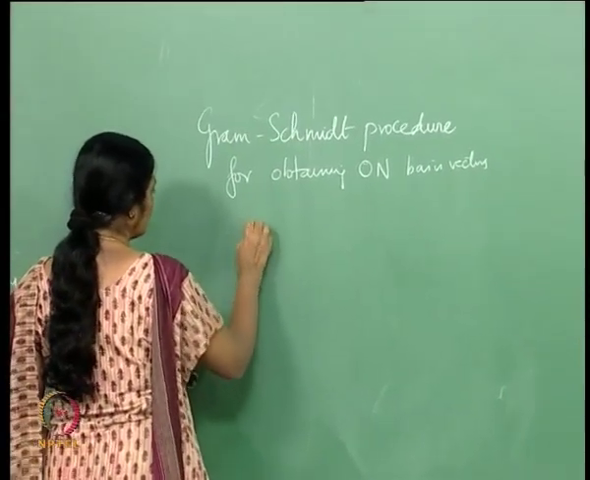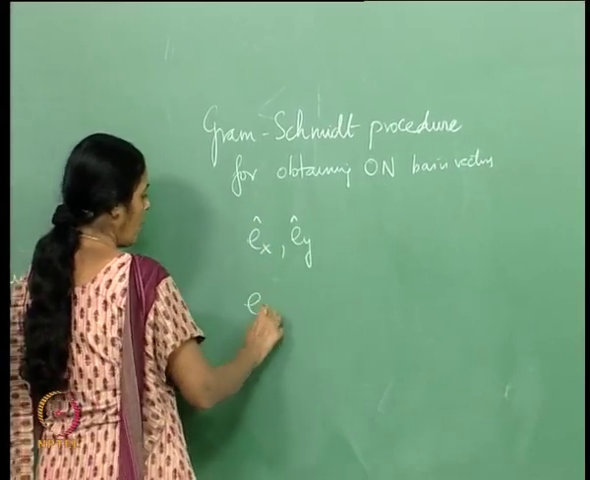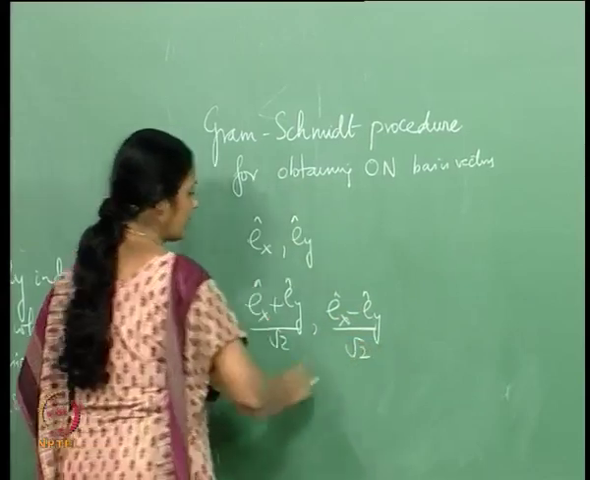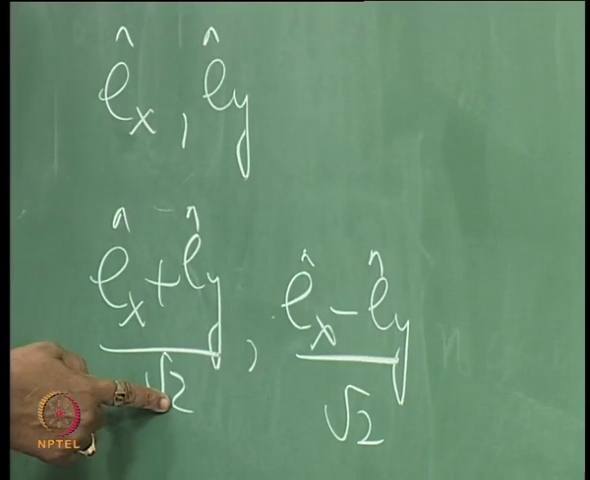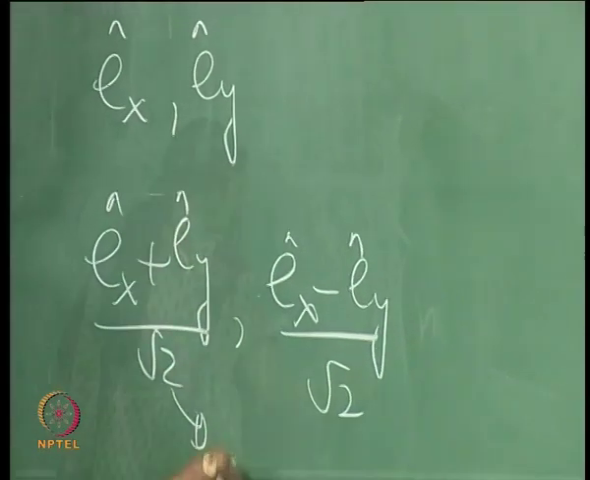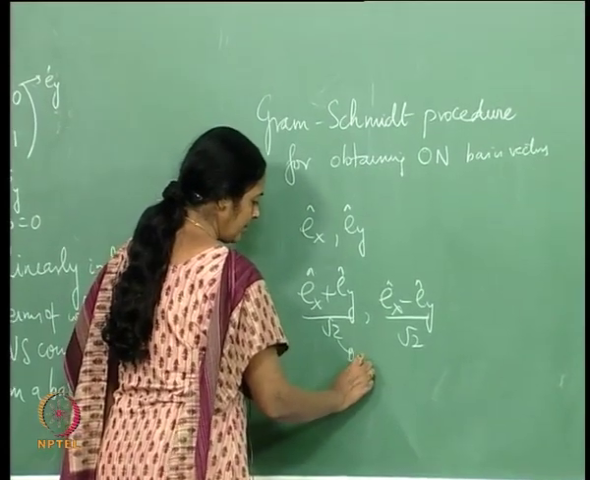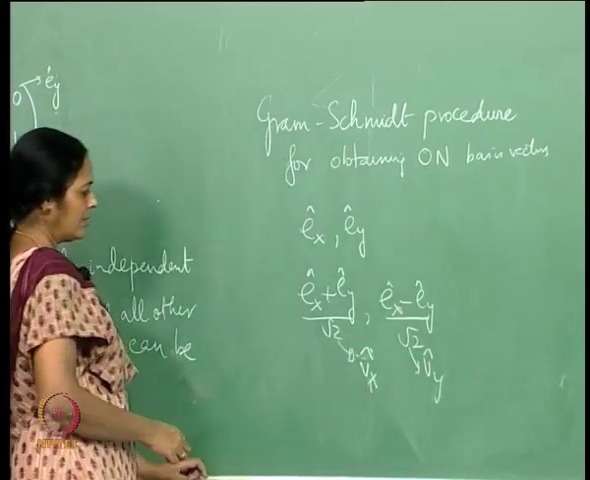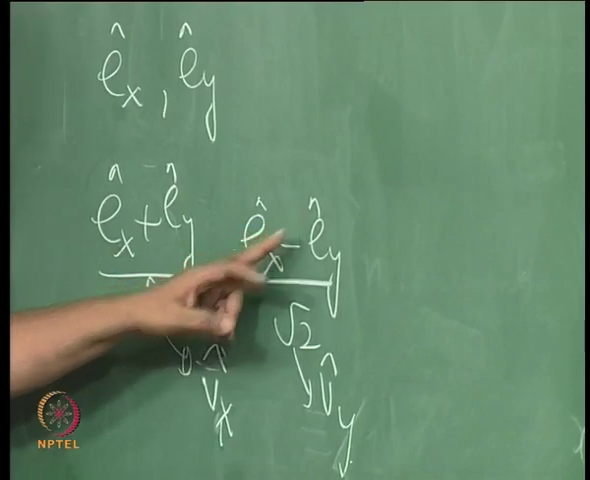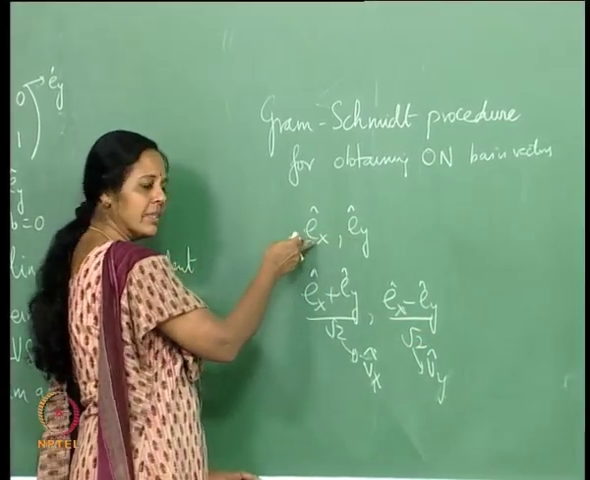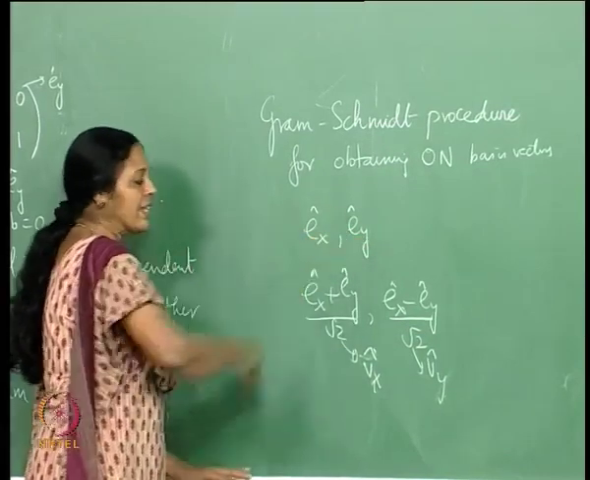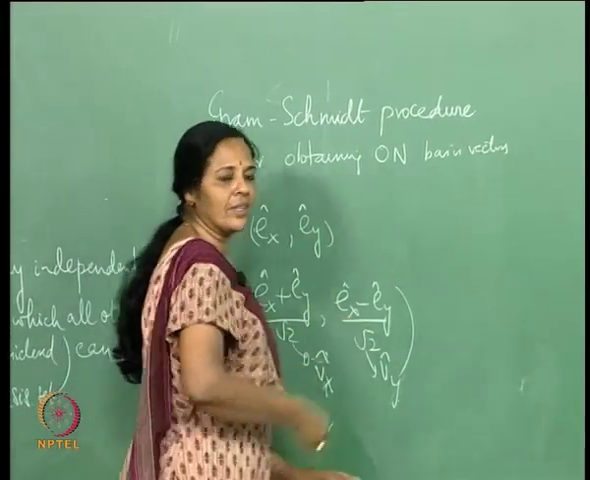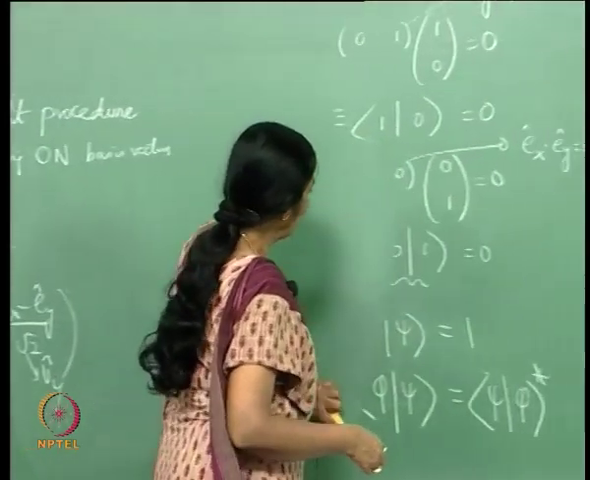For instance, in R2, I can expand things in terms of Ex and Ey or in terms of Ex plus Ey by root 2 and Ex minus Ey by root 2. The root 2 has been put in order to make this object normalized. I can call these little v x and little v y. You can check that v x is normalized to 1 and v y is normalized to 1, and that they are orthogonal to each other. It follows from the fact that Ex is normalized to 1, so is Ey, and Ex dot Ey is 0. So, I can have several basis sets and I should be able to go from one basis set to another basis set. So, let us see how exactly this could happen.